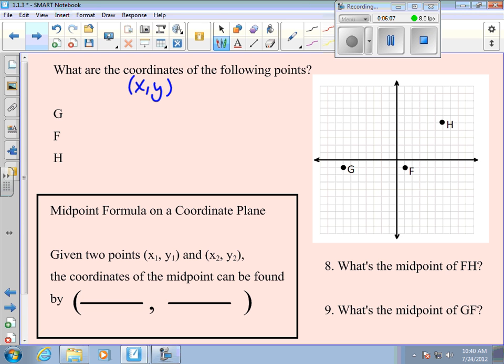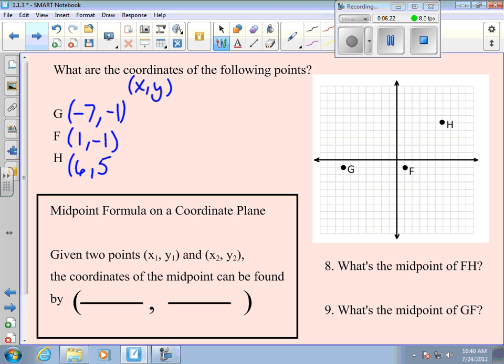G, if we count over, it's over 7, and since it's to the left, it's negative 7, and it is down 1. Our F is 1, negative 1, and our H is 6, 5.